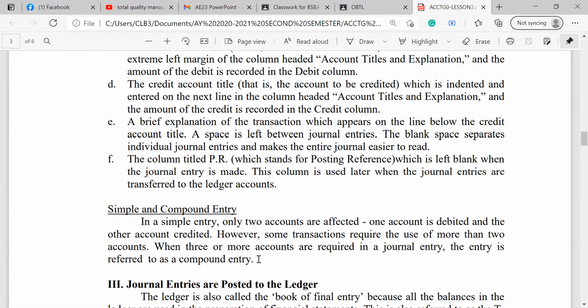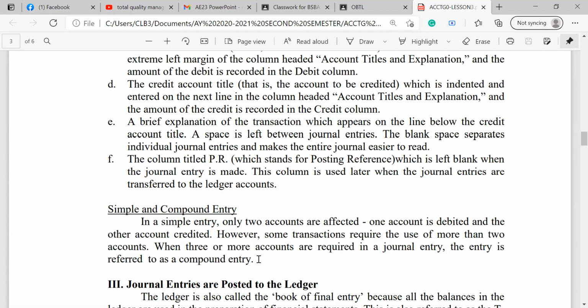Okay? Ano yung sample ng compound entry? Ano pong transaction ang posibleng mangyari na apektado ay more than two accounts? So, halimbawa, bumili tayo ng inventories. Okay? Bumili tayo ng machines ng company. Siyempre, yung machines, medyo malaki yung value. So, anong ginawa natin?